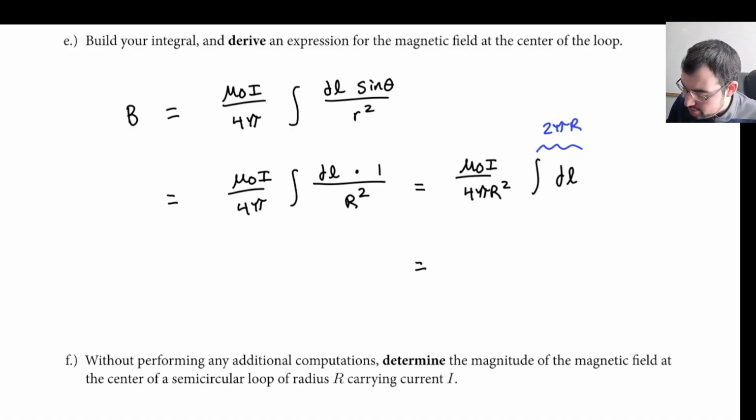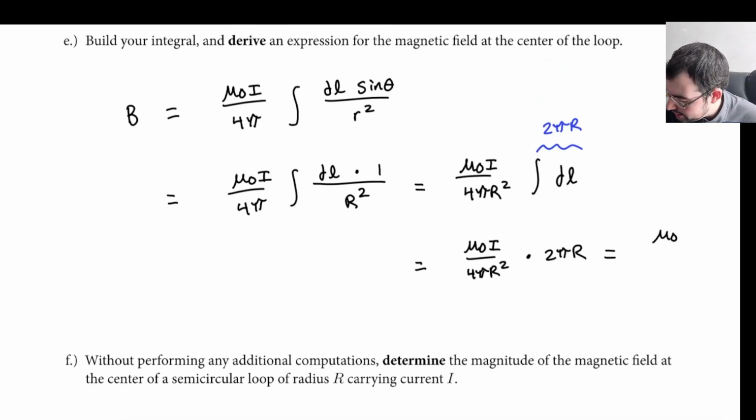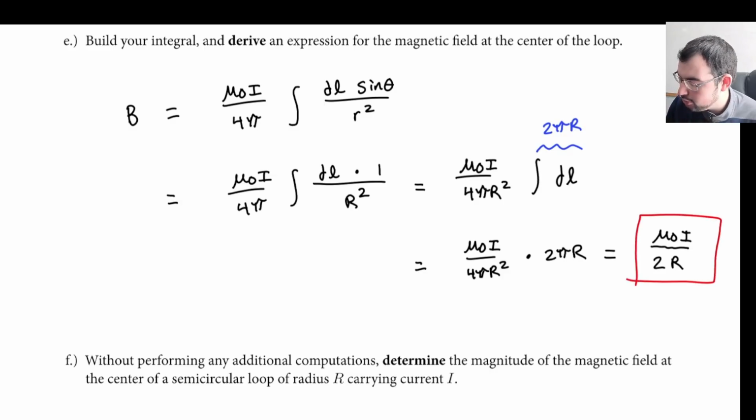So we just get mu naught I over 4 pi r squared times 2 pi r. And we get a similar looking result, but not quite. The pi's cancel, so we actually get mu naught I over 2r. So compare this with B from a wire. We said B from a wire is mu naught I over 2 pi r. So of course we get that same functional dependence as the wire, but the fact that it's circular removes the pi from the denominator, which I always thought makes sense.